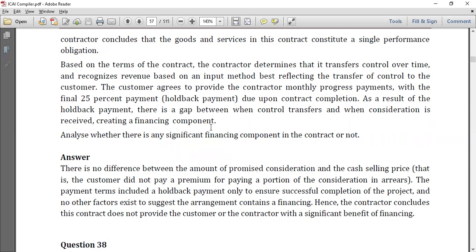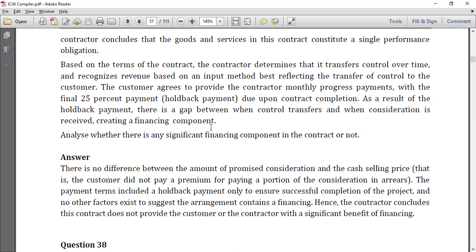Here the customer also agrees to provide the contractor monthly progress payments, with the final 25% payment being a holdback payment, due upon contract completion. As a result of the holdback payment, there is a gap between when the control transfers and when the consideration is received, creating a financing component.